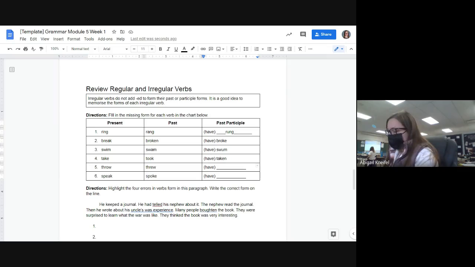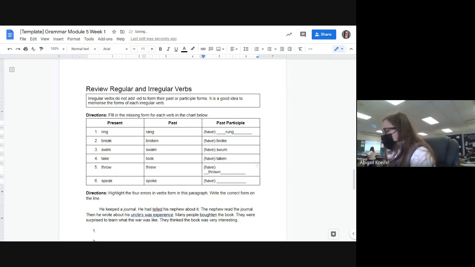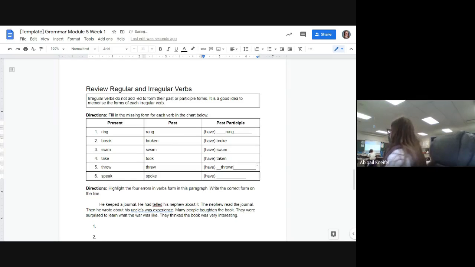Thrown. Yeah, see, you guys already know these without even knowing that you know them. It's just like naturally how we talk. We just don't put into perspective, oh, that's an irregular verb. Oh, we don't say take did, we say took. But we already know that in our brain. It's just different to actually write them down. Speak, spoke, have what? Rochelle?